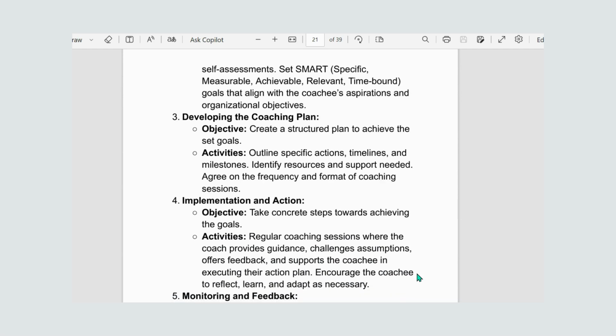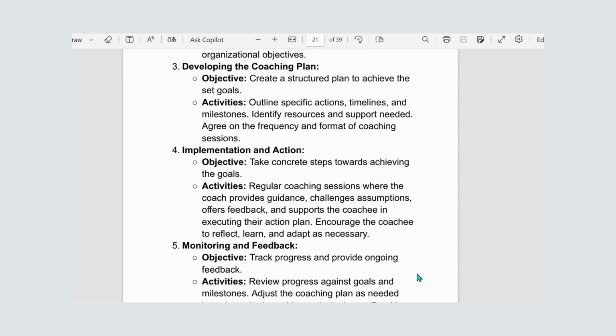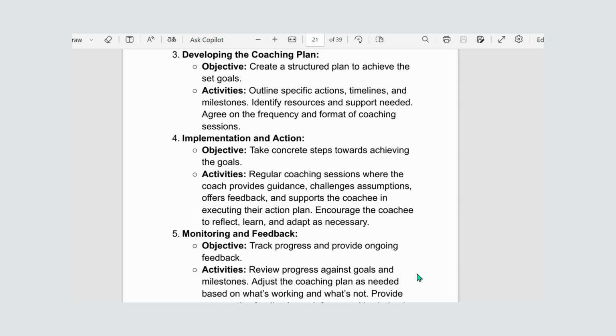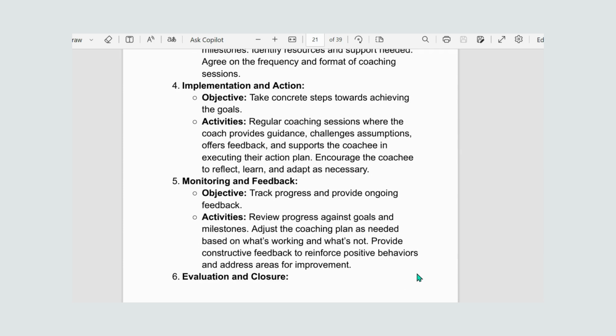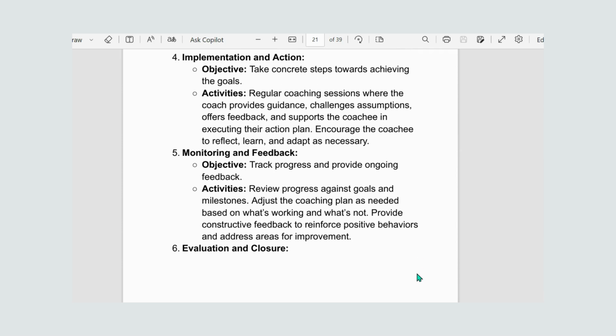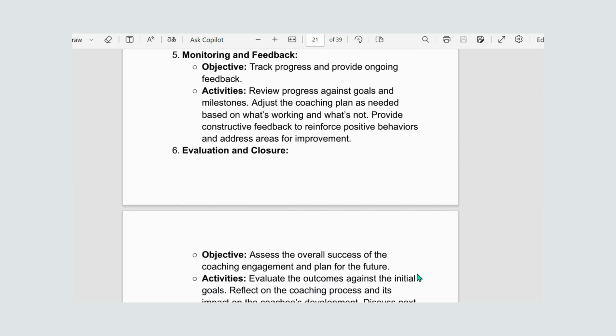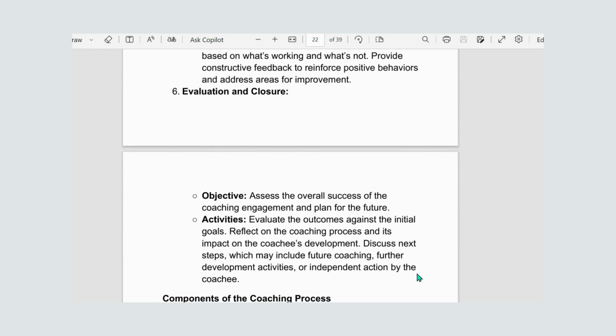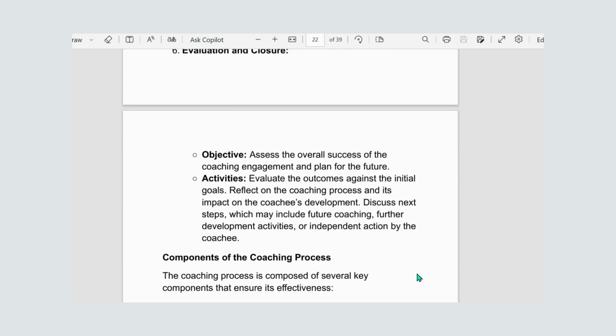Implementation and action is the next step. This helps in taking concrete steps towards achieving the goals. And the next step is monitoring and feedback. This helps in tracking progress and giving ongoing feedback during the coaching. It helps to adjust the coaching plan as needed based on what's working and what's not. And then comes the final process, evaluation and closure. This assesses the overall success of the coaching engagement and plans for the future.